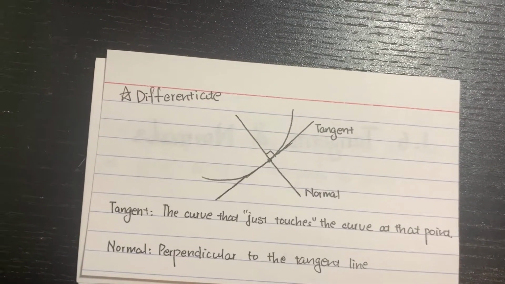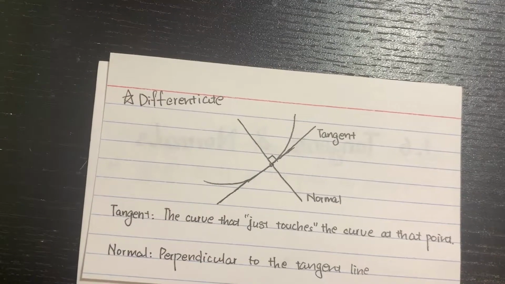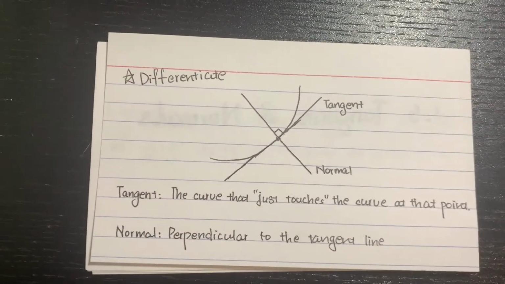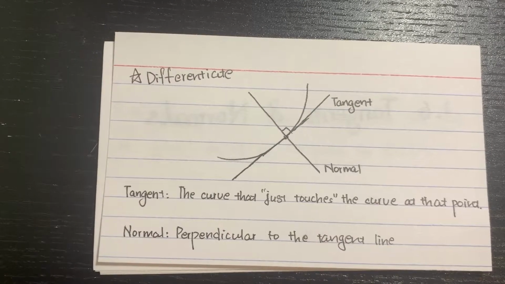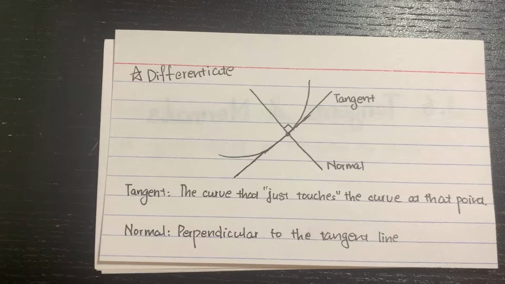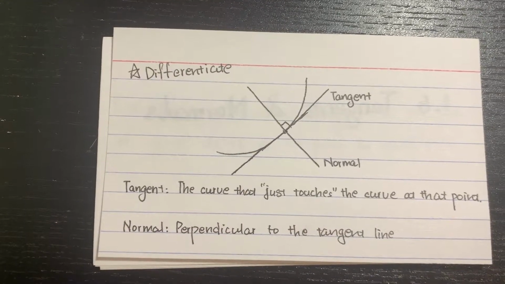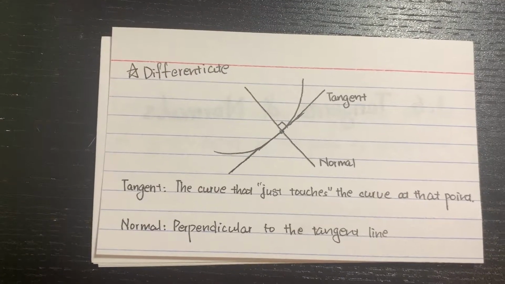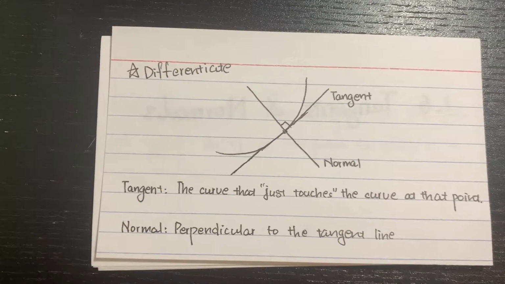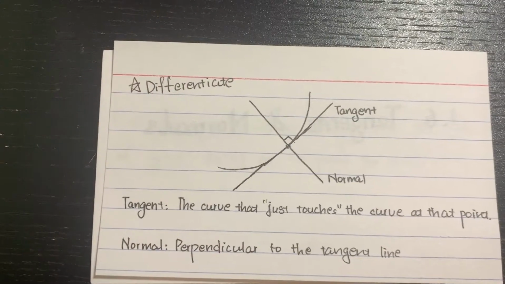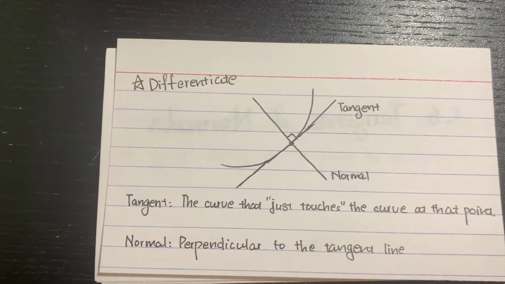Basically it touches a point on that function and forms a linear line according to that point, and the normal is perpendicular to the tangent line. The tangent is basically the rate of change of that curve at that point, so you can use the differentiation technique, and for the normal you use a formula to convert from tangent to normal.